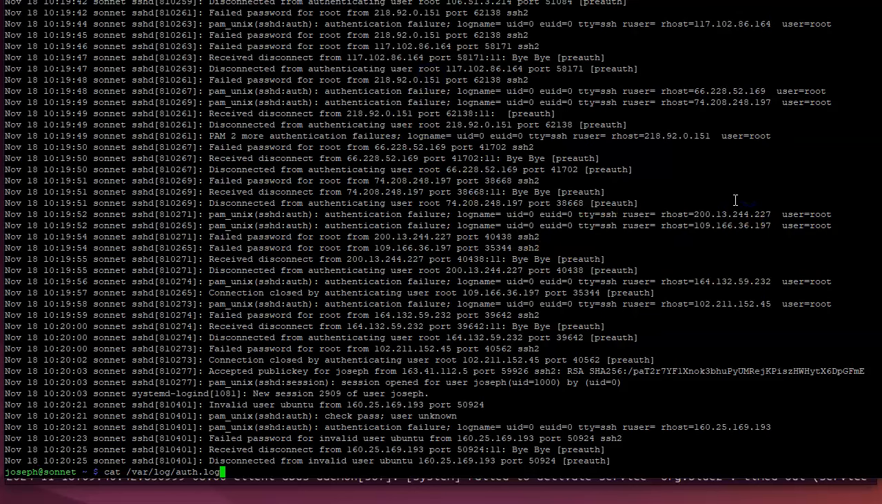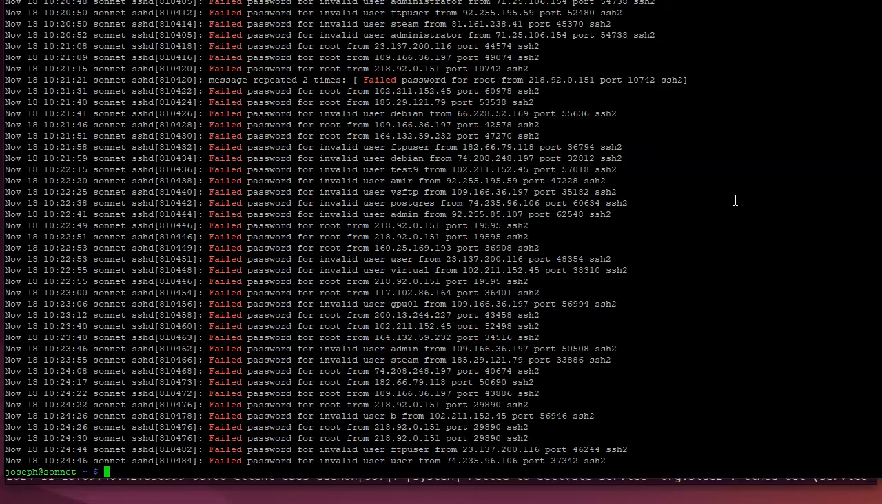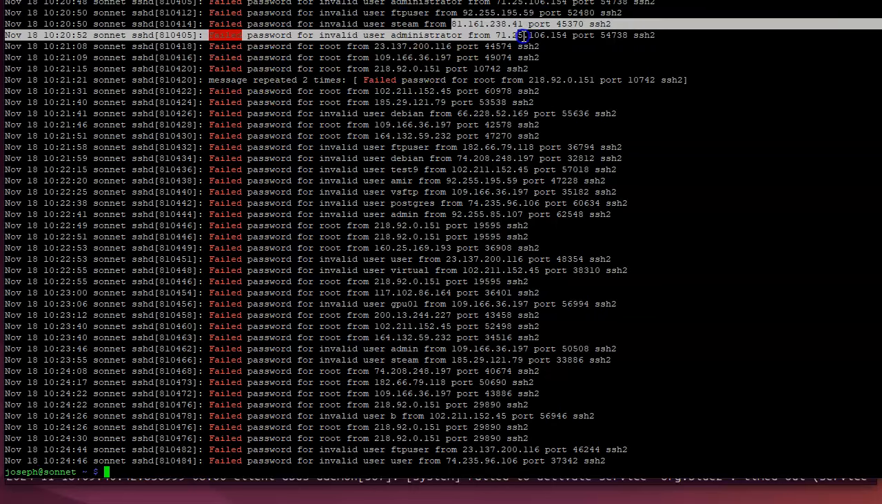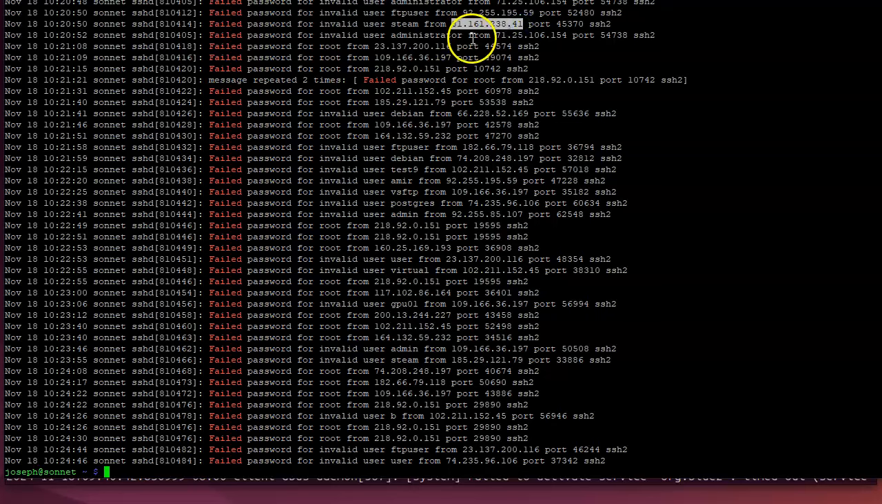So if I do a grep failed, actually just failed is good. And look at this, you can see lots and lots of times when for some reason I keep getting failures. You can see different IP addresses are trying to get into this machine and they're constantly doing it.